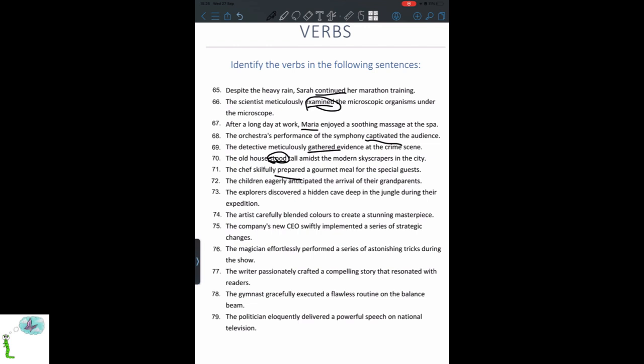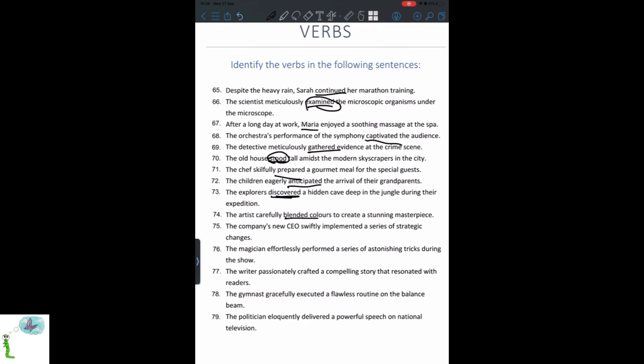The children eagerly anticipated, that's the word, for the arrival of their grandparents, because the children are the subject, not the grandparents. Because you just have to think about what the sentence is really talking about, and it's talking about the children here, and with the orchestra it's talking about the audience. Like, the whole purpose of the sentence is to tell you what happened to the audience. So it's question 73, the explorers discovered, that's going to be the verb. The artist carefully blended.